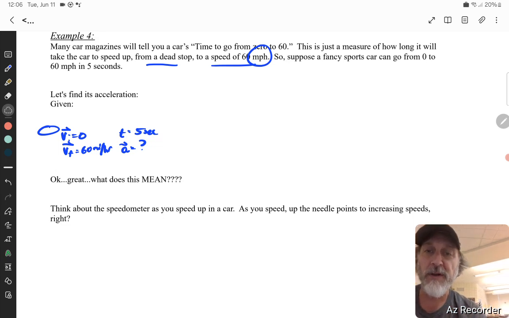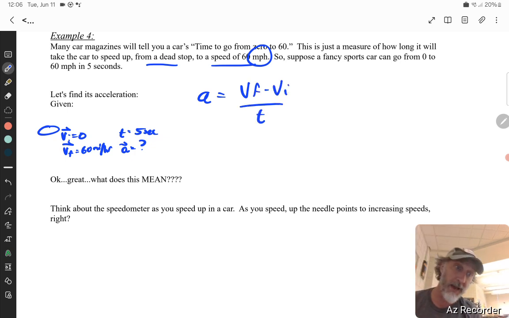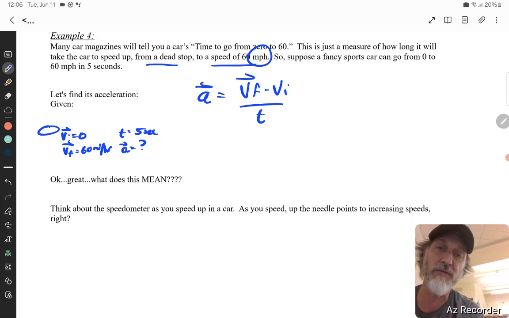Okay, so how do we find acceleration? Well, acceleration is VF minus VI over T. I know the math here is easy, but the units are really important. So acceleration is VF minus VI over T.